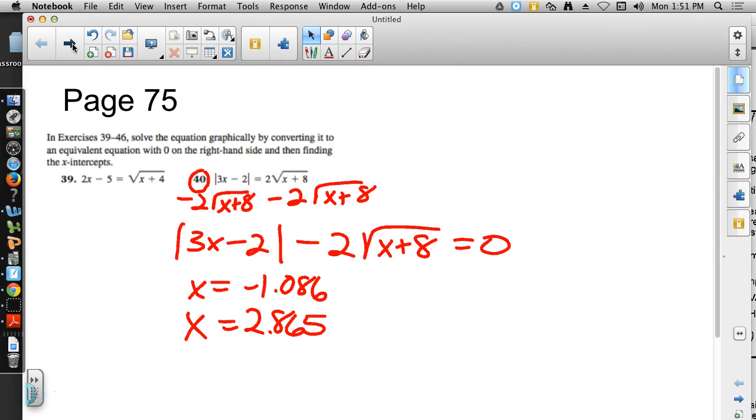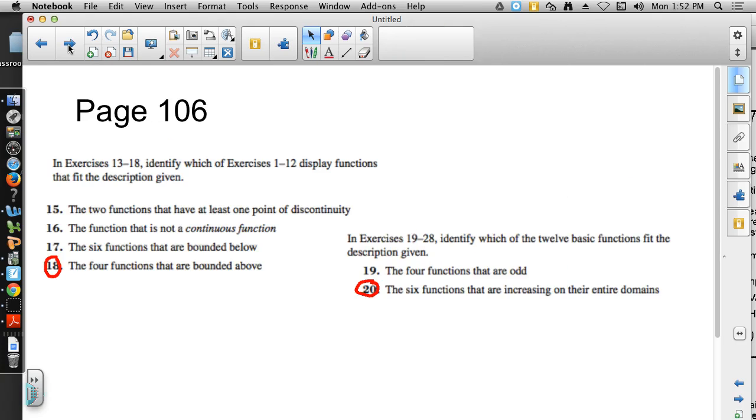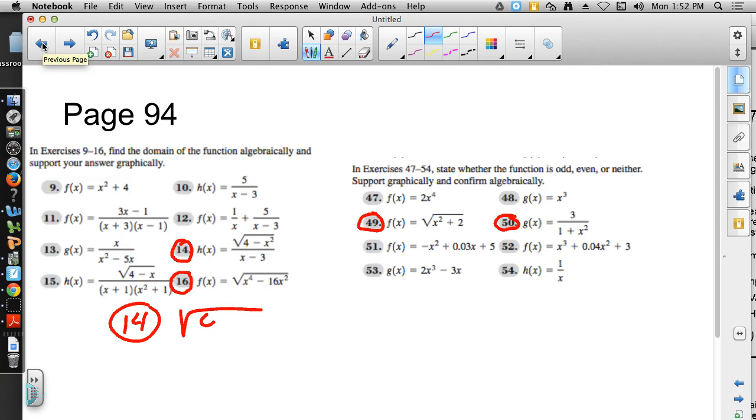The next one that had been asked about was from page 94. And on page 94, number 14 said find the domain of the function algebraically and support your answer graphically. I am probably not going to do the graphical part with you, but I'll show you the algebra. So number 14, the square root of 4 minus x squared over x minus 3. Now, domain is the x's, and here's what I know.